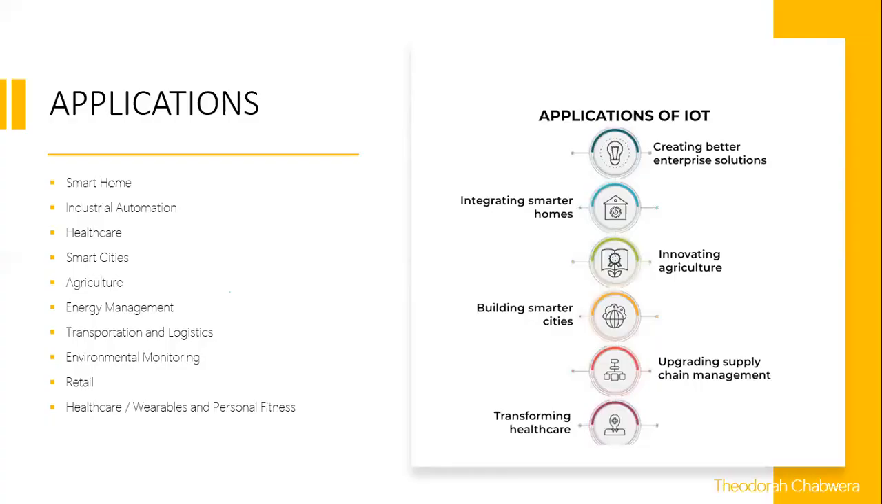Now let's look at some of the applications of IoT. Let's see how IoT is applied in various sectors. IoT is applied in smart home automation, industrial automation, healthcare, smart cities, agriculture, energy management, transportation and logistics, environmental monitoring, and retail. I'll just explain some of the applications.